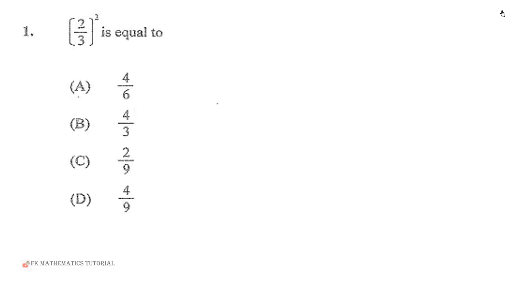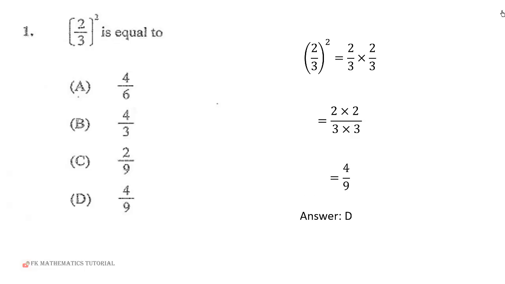1. (2/3) squared is equal to, so 2 over 3 times 2 over 3, that will give us 4 over 9. So the correct answer is D.